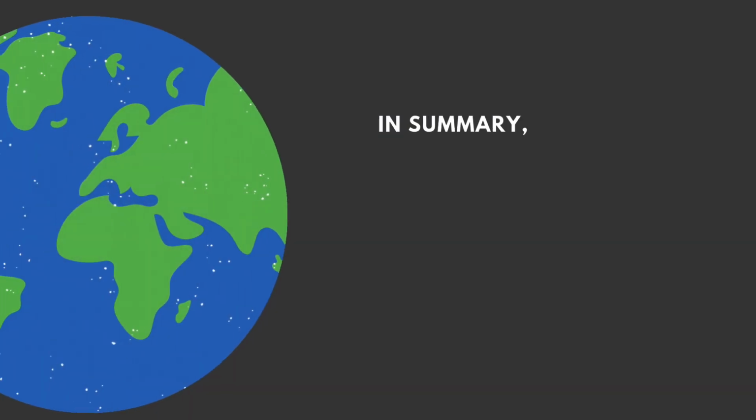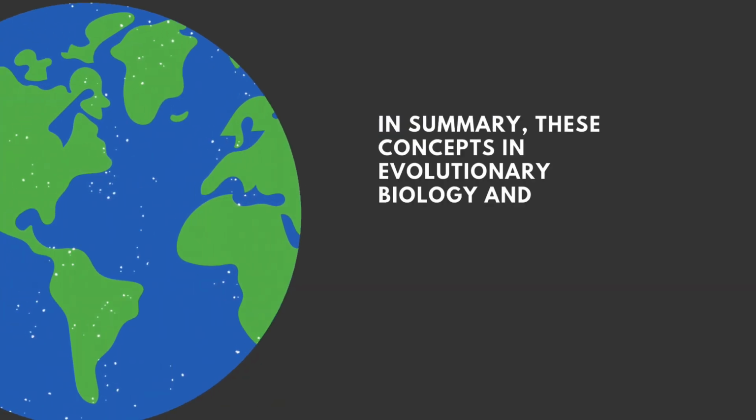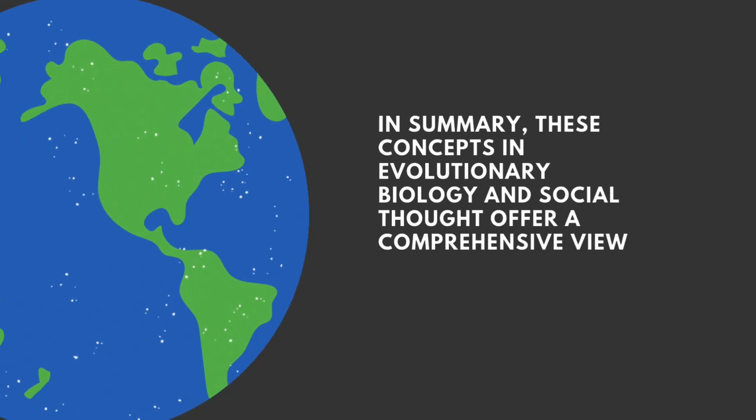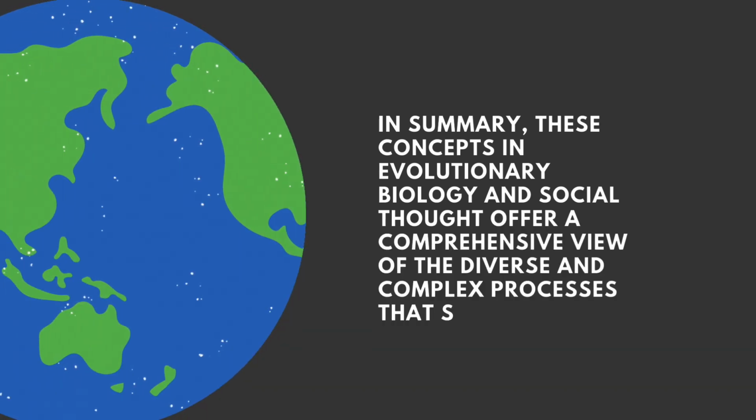In summary, these concepts in evolutionary biology and social thought offer a comprehensive view of the diverse and complex processes that shape life on Earth.